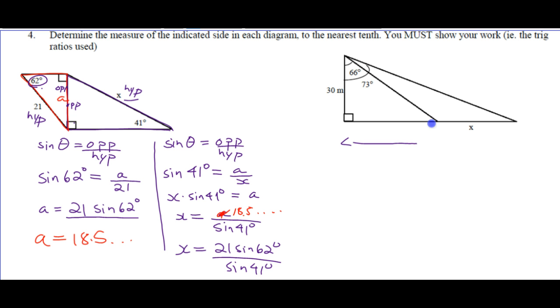Solve for the whole length on the bottom first. Let's call that A. And what else are we going to solve for then?